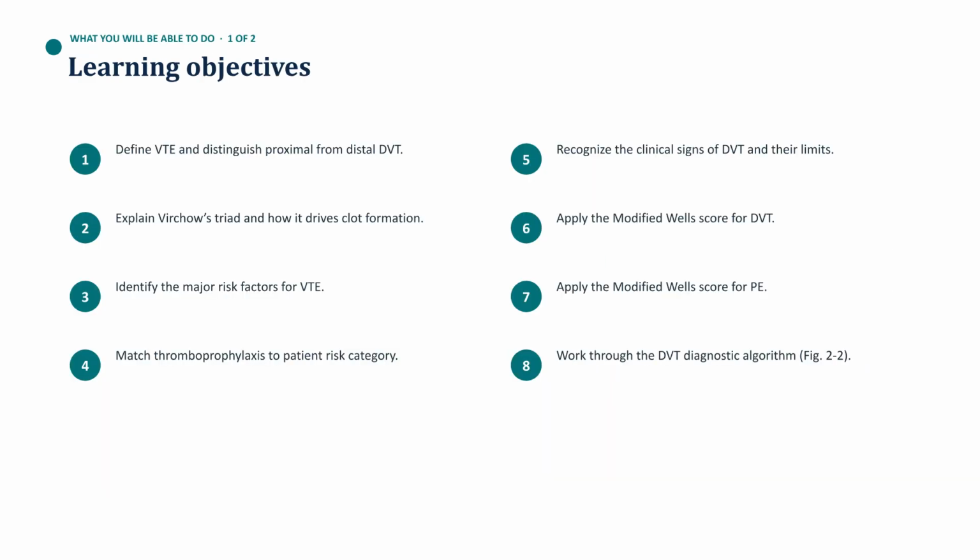In this video, we will define VTE, explain Virchow's triad, and identify key risk factors. We will also learn how to apply the modified Wells score for both DVT and pulmonary embolism, which are vital tools for guiding our diagnostic approach and deciding when further imaging is necessary.